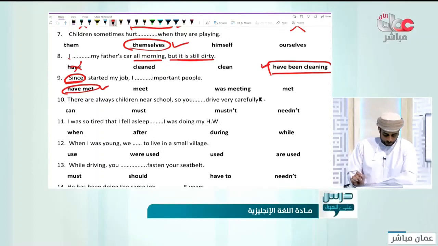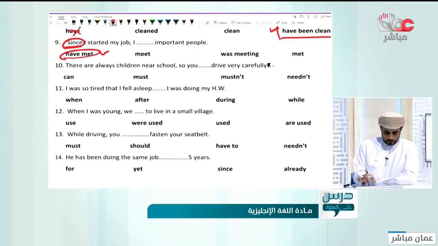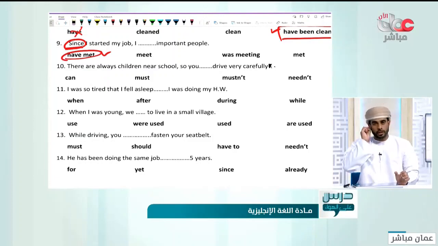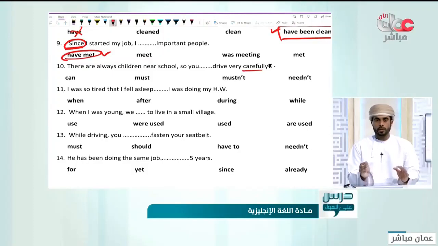Good. Let's move to 10. There are always children near school, so you drive very carefully. This is a sentence in which you may use can, must, mustn't, or needn't. First of all, do we need a negative or a positive sentence in here? See, you mustn't drive carefully. So we need what? You mustn't or you must. Of course, we need a positive sentence.